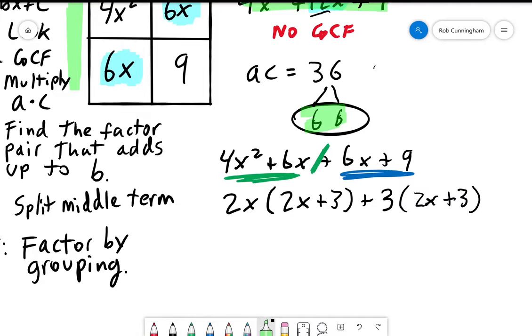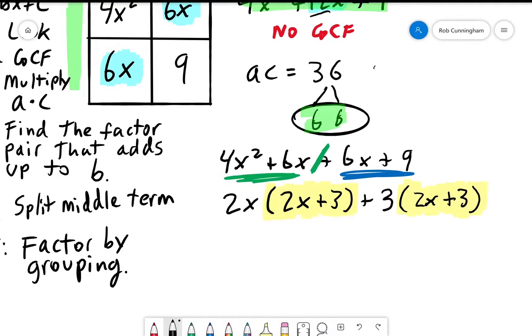Now you'll notice, and it's very important that this is true, these two terms, or these two factors, are identical. And it's very important that they're identical. It's how you know that you're on the right track, because what we're going to do next is going to require that those two be equal. So if there is any difference between those two parentheticals, you have done something wrong.